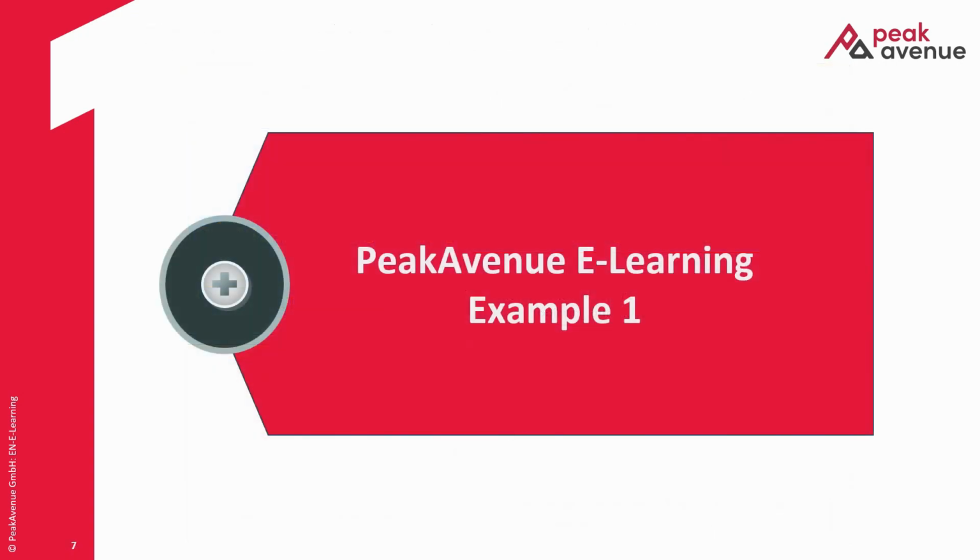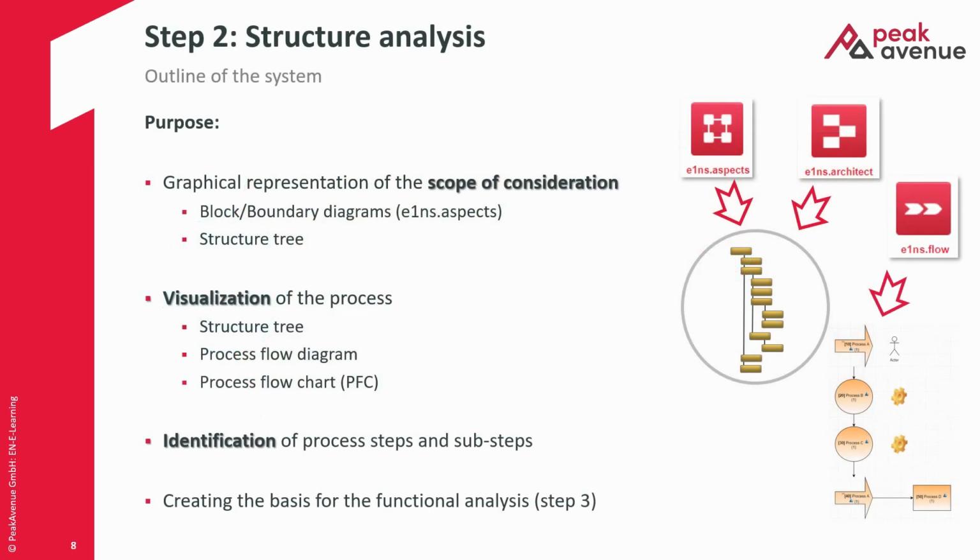Let us start with an example of the structure analysis step in the process FMEA. In Step 2, the structural analysis, the previously defined process is analyzed in more detail and broken down into individual subprocesses. As already mentioned, block diagrams such as those in e1ns aspects or the structure tree can help here. In addition, the process can be visualized via process flow diagrams. All this creates a good starting point for the functional analysis in Step 3.